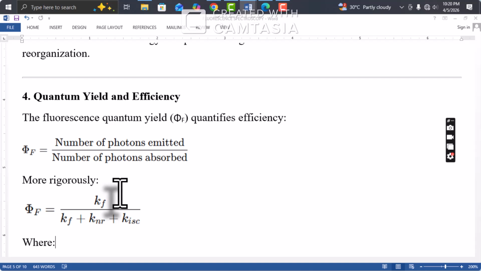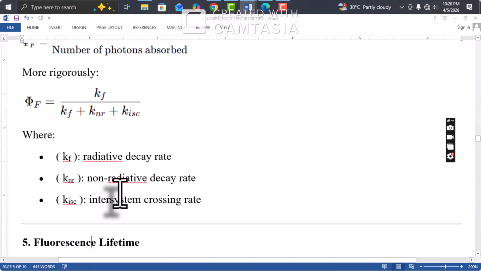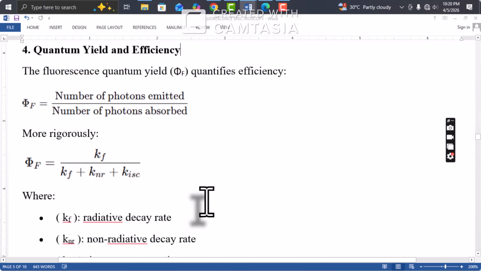So this is the theoretical definition. But when it comes to the practical definition, you have Kf over Kf plus Knr plus Kisc. So you have the equation here, where Kf is the radiative decay rate, Knr is the non-radiative decay rate, and Kisc is the intersystem crossing rate. So this is your quantum yield. So in case I ask you to write on quantum yield, you give me both.